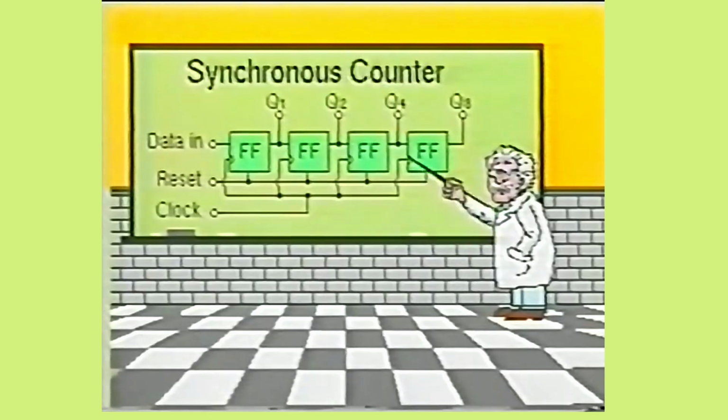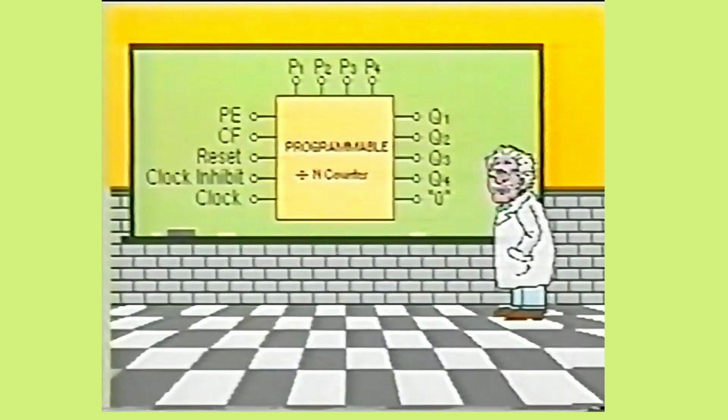The synchronous counter differs from the ripple counter in that the counting operation is controlled by clock pulses from a master clock. This results in the counting operations maintaining a constant time interval between successive transitions. The programmable counter, on the other hand, is capable of being programmed so it can count to any number from 0 to its maximum modulus.